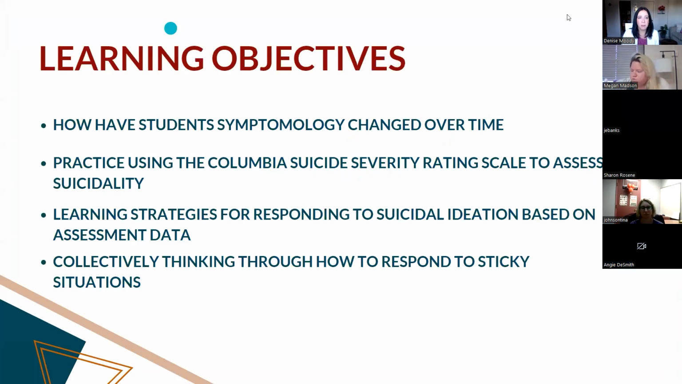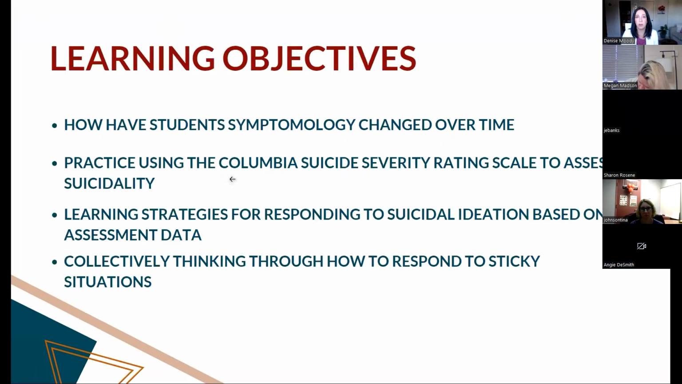So we're going to talk a little bit about how some student symptomology has changed over time. Again, you probably know this, but I just want to show you some data that probably highlights what you already know as practitioners. We're going to talk about how to use the Columbia Suicide Severity Rating Scale to assess suicidality, how to respond, and then think through some sticky situations together.